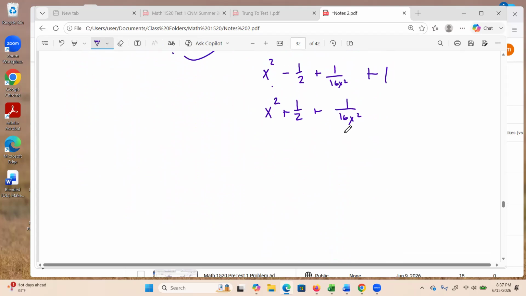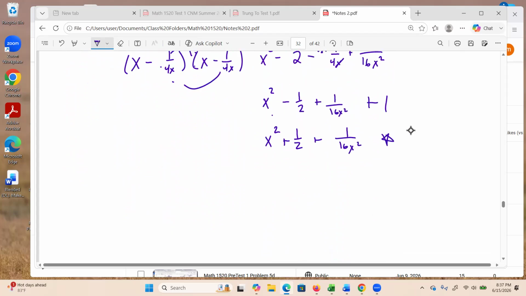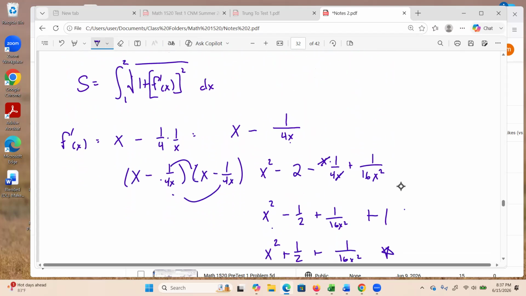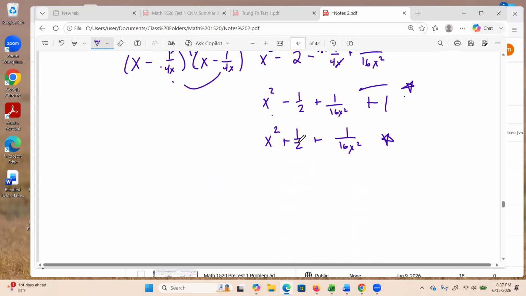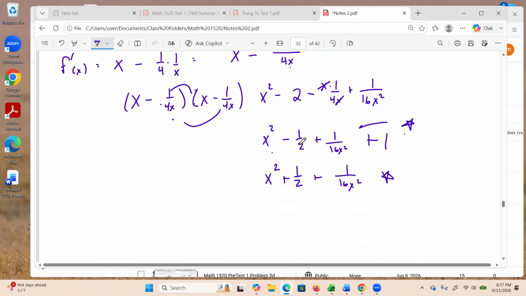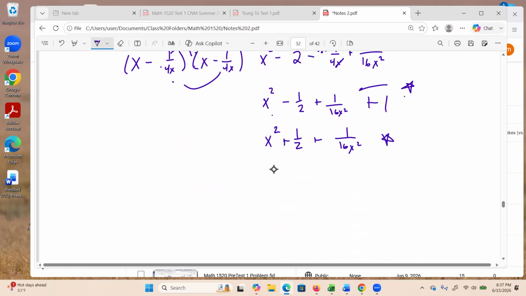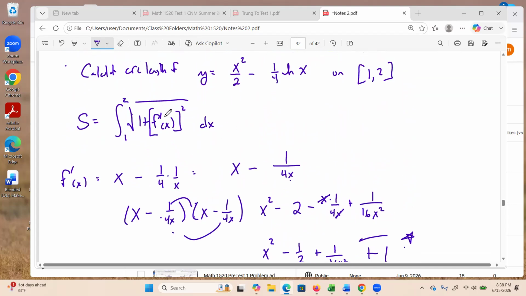And if I didn't know better, I would say that this line looks a lot like this line without the plus 1. How did I get this line? Well, I multiplied out x minus 1 over 4x. Now I've got a plus in here instead of a minus. You want to bet what this is going to factor into? Bet you do. It's going to be x plus 1 over 4x, squared. So we have our 1 plus f prime of x squared.